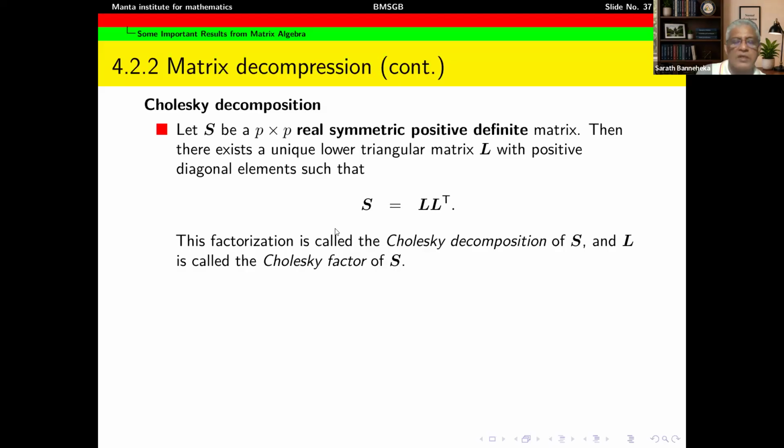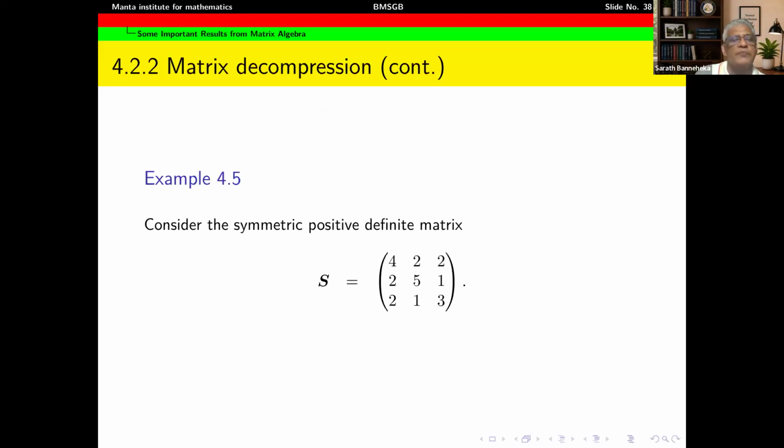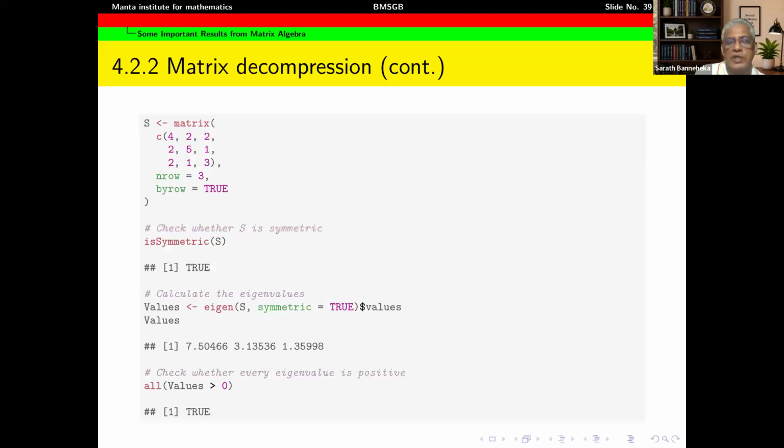Okay, so let's also look at an example for this one. Here I have taken a certain matrix. It's symmetric, and we can show that it's positive definite, because we can show that it has the properties of a positive definite matrix. One way to check that is to look at the eigenvalues. If a matrix is a positive definite matrix, then all the eigenvalues must be non-negative, right? Actually, they have to be positive, right? They have to be positive.